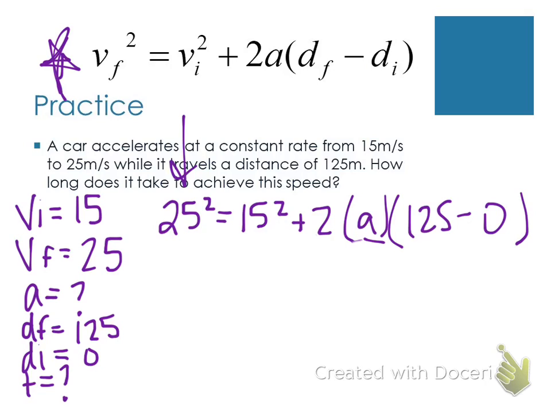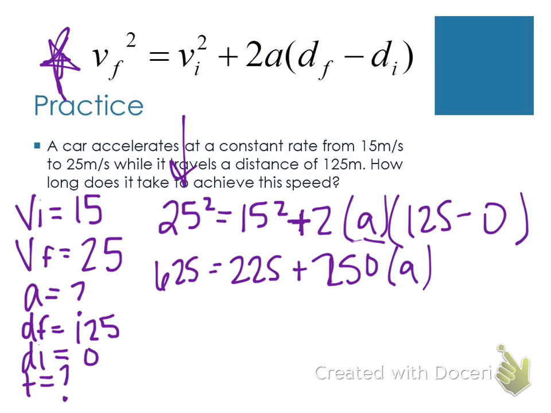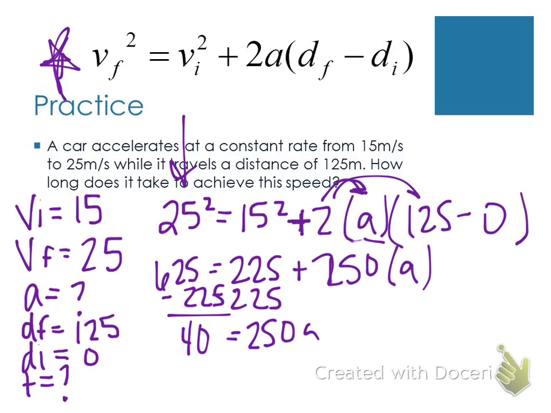Since our variable is right here and it's got a plus sign between them, right? So this is 625 equals 225 plus 250 times A. Do you agree with that so far? I'm just multiplying those across. So now I need to subtract 225 to get A by itself, then divide by 250. So A comes out to be 1.6.